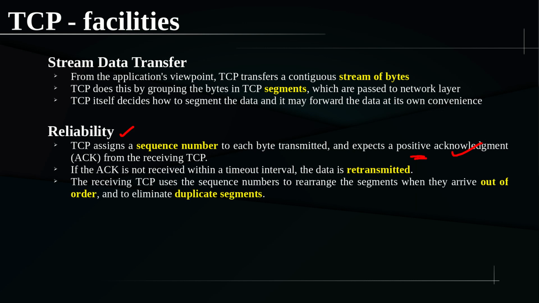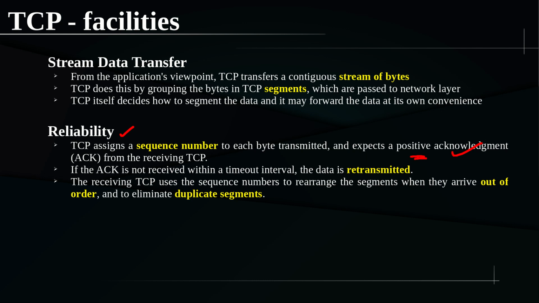The receiving TCP uses the sequence number to rearrange the segments when they arrive out of order, and to eliminate duplicate segments. So there are cases where the same TCP fragment may come multiple times, and duplicates can be filtered with the help of the sequence number. If duplicates come, their sequence number will be the same, so they will be discarded. And also frames may come in any order, and at that time we look at the sequence number, which is typically given for bytes, right?